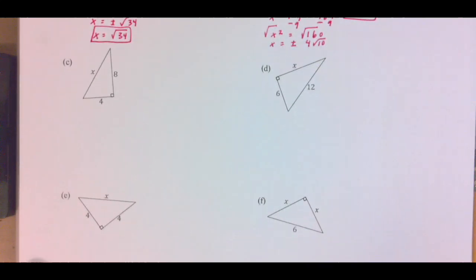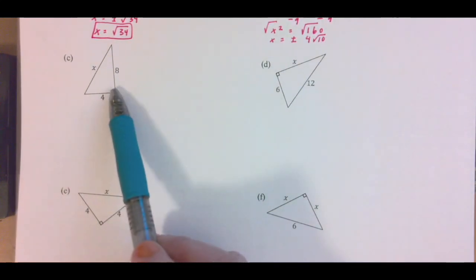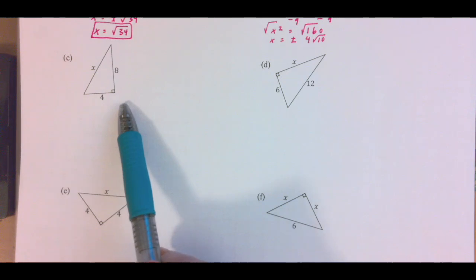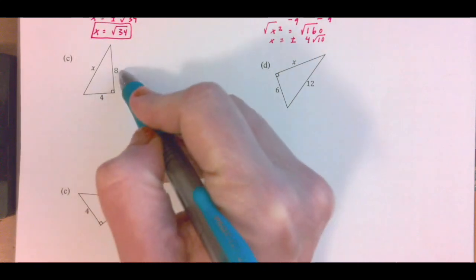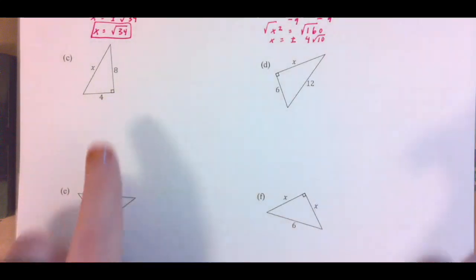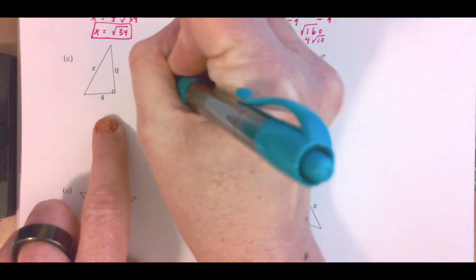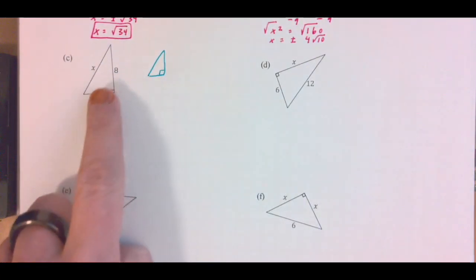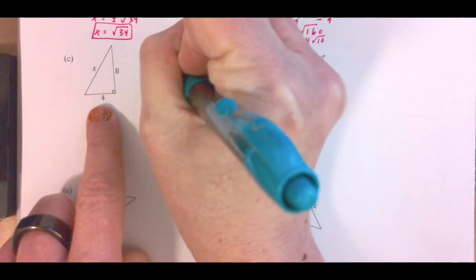All right, next 2. So looking at this one right here. Now I could use Pythagorean theorem, I could use the shortcut, but I could also use my knowledge of similar triangles and shrink it down. Let me show you what I mean. When I look at the 2 sides that are marked, I can see that they're both divisible by 4. So let me draw a triangle that is similar, but I'm going to divide each of these 2 known sides by 4. That would give me a leg here of 1 and a leg here of 2.